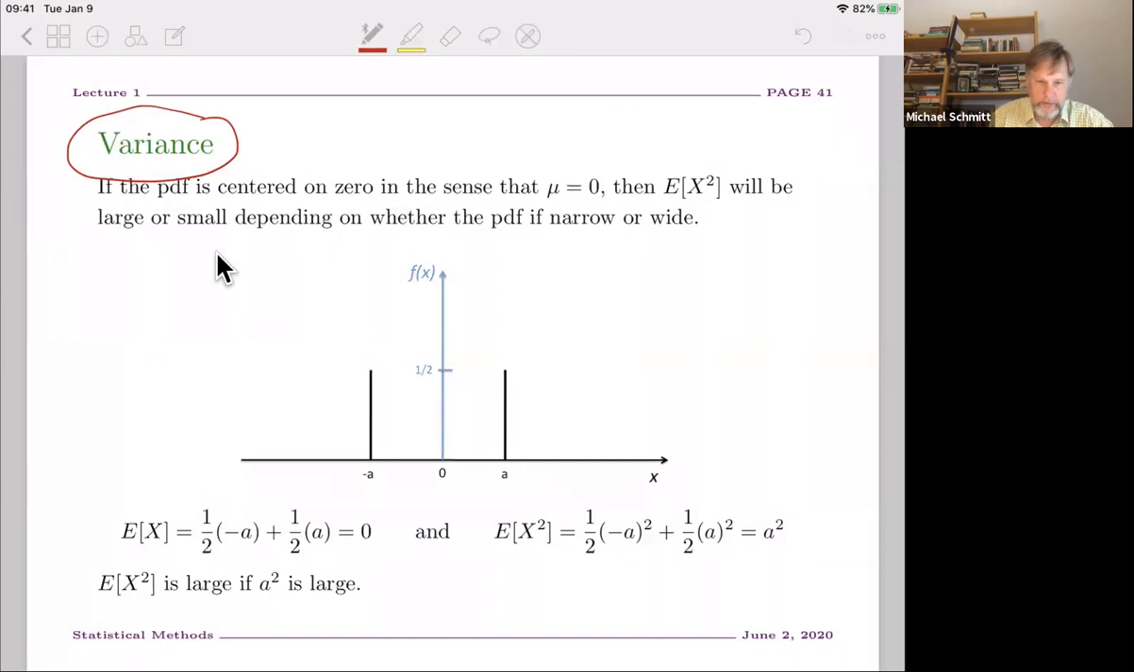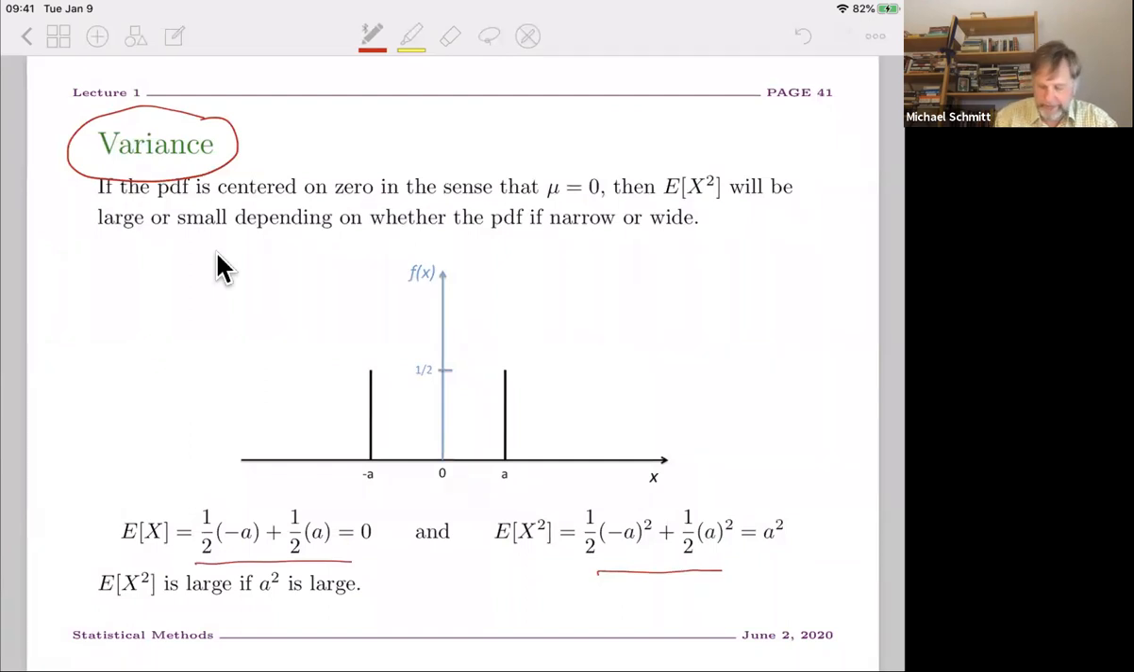So if it's centered on 0, then the mean is 0. So we're going to say, for this page only, that mu is 0, the mean is 0, and calculate the expectation value of x squared instead of x. All right, the expectation value of x is 0. That's just shown explicitly here. The expectation value of x squared is calculated here, and it's a squared.